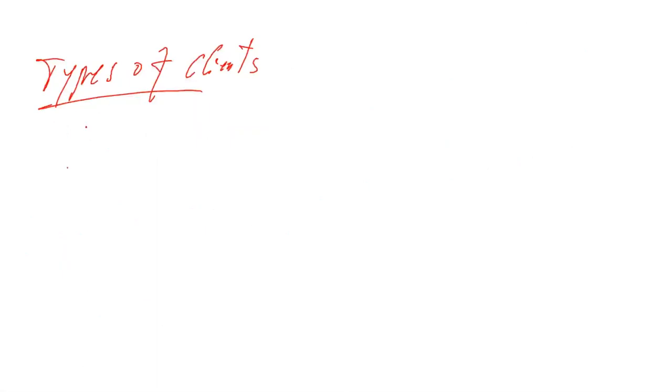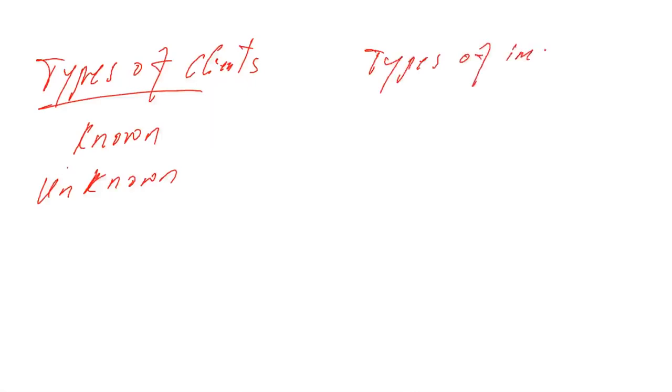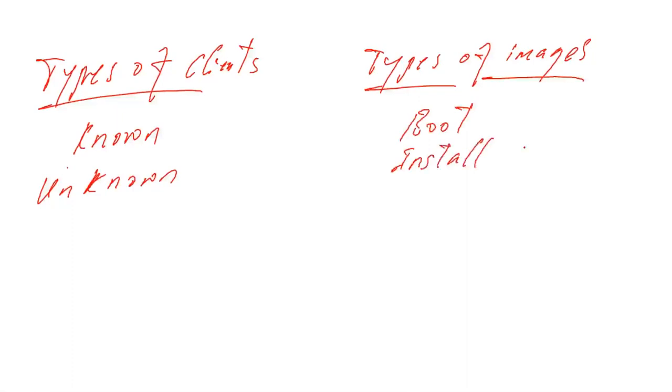Types of clients, first write down known, and the next one is unknown. Known and unknown. Like this, write down types of images also. We have two types of images here. One is the boot image, and one is the install image. Now try to understand what is a boot image and what is an install image.